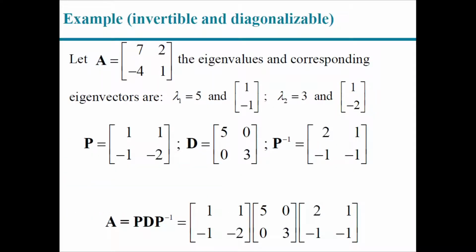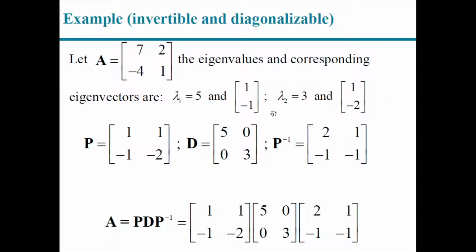An example, so we start with a small matrix, 2 by 2. We compute eigenvalues. We have eigenvalues 5 and 3. So 5, its algebraic multiplicity is 1. Therefore, its geometric multiplicity will be also 1. And we found the corresponding eigenvector, 1, minus 1. Eigenvalue 3, its algebraic multiplicity is 1. Therefore, its geometric multiplicity is also 1. And the eigenvector associated is 1, minus 2.